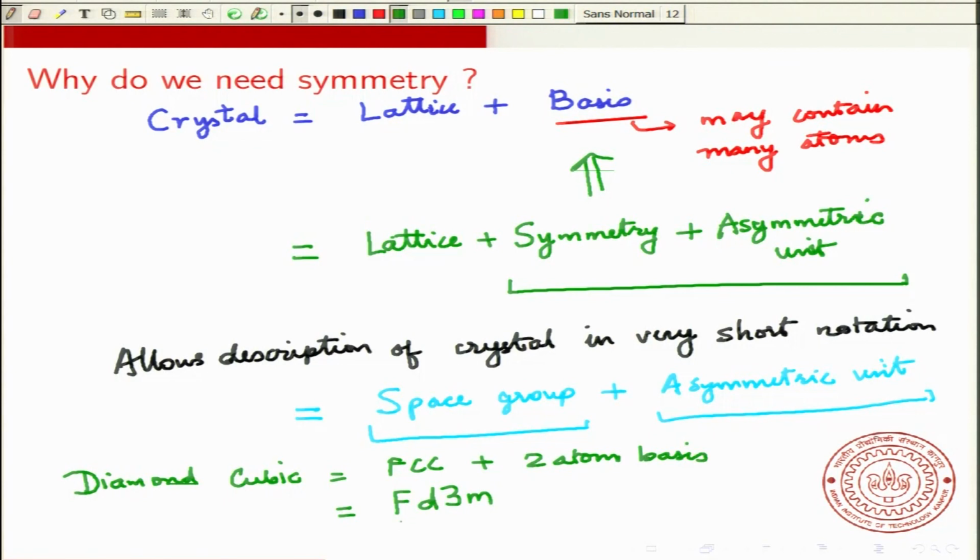So, Fd3m, this is the space group of diamond, plus 1 atom. If you just say the one atom basis with this space group, you will generate the diamond cubic structure of something like a silicon crystal. This is the space group nomenclature, and it will be discussed in detail in week 5.